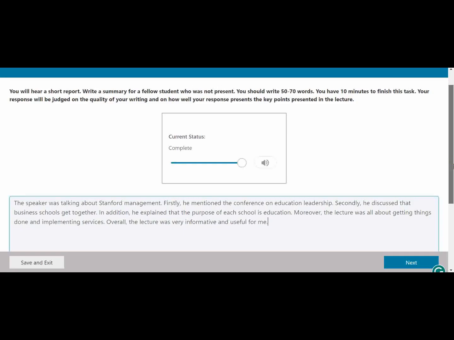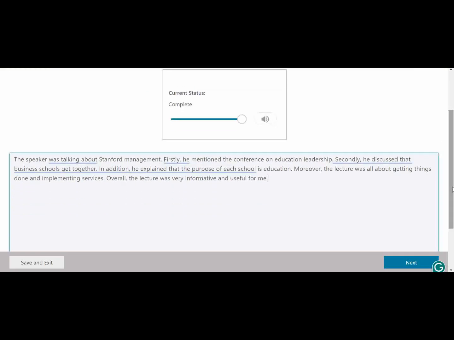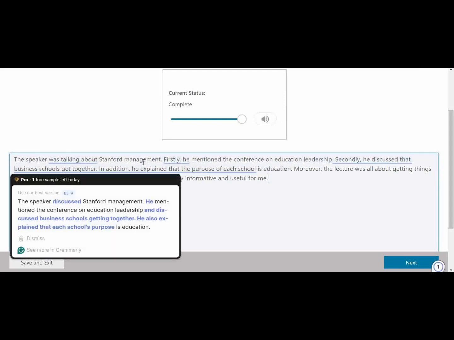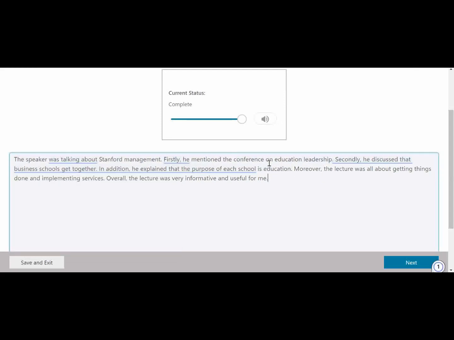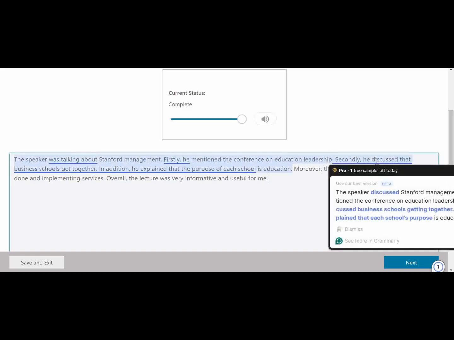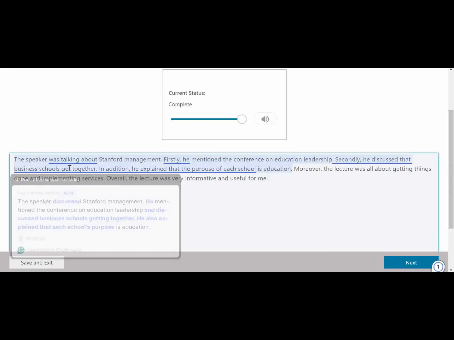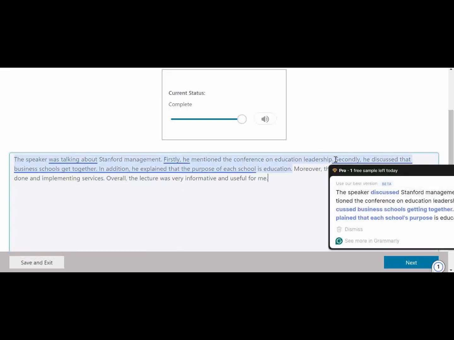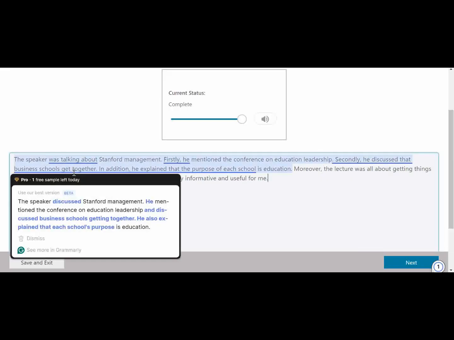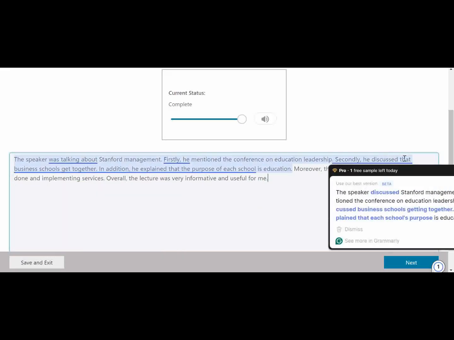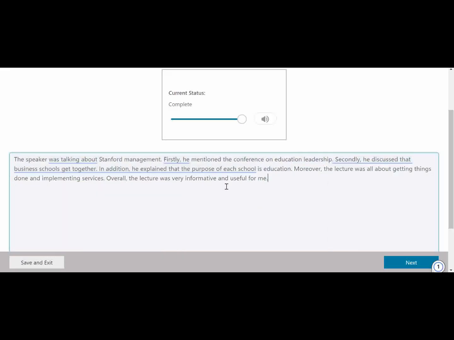So proofreading is very important in this task. So check your spellings. The speaker was talking about this. Firstly, he mentioned the conference on education leadership. Secondly, he discussed the line of the template, then business schools get together. So the template is in the past but the phrase is in the present, so I am writing here so that we can avoid the grammar mistakes.